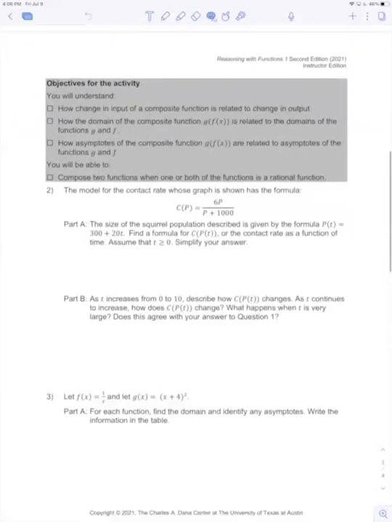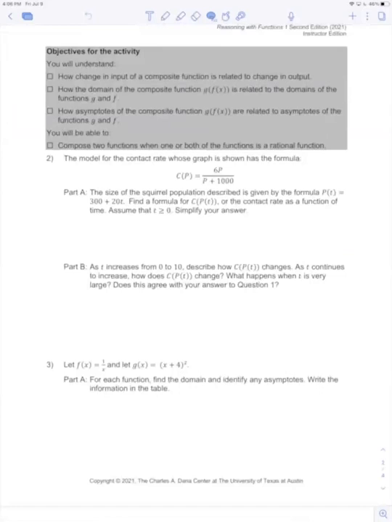Objectives for the activity. You will understand how a change in input of a composite function is related to a change in output, how the domain of the composite function g of f of x is related to the domains of the functions g and f, how asymptotes of the composite function g of f of x are related to asymptotes of the functions g and f, and you will be able to compose two functions when one or both of the functions is a rational function.